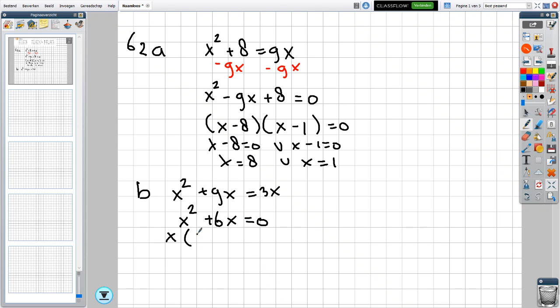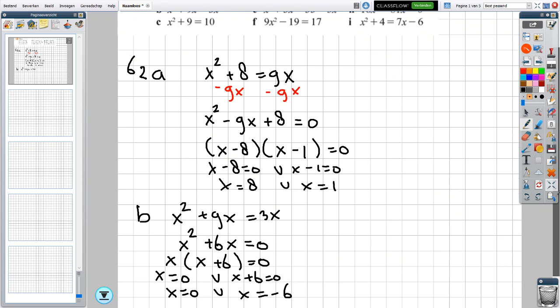Bring the common factor in front of the brackets, which leaves us with x equals 0, the first thing, or x plus 6 equals 0, the second thing. A times b equals 0, which means x is 0 or x is minus 6. Right? That's the second method that you can use. I also want to take a look at exercise C.